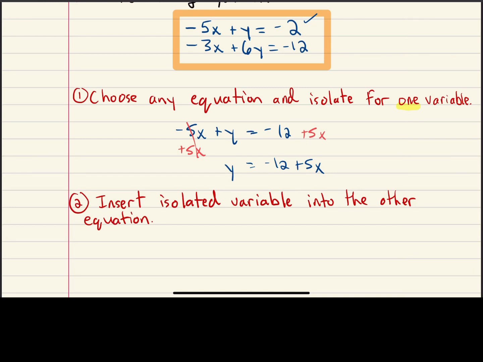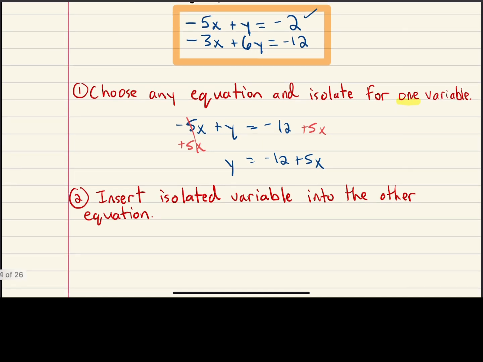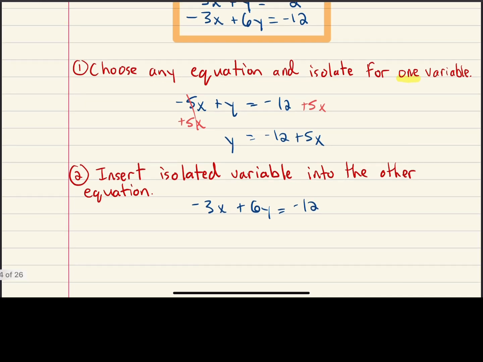The next thing that we're going to do is take the isolated variable from step 1 and insert it into the other equation, meaning the equation that you didn't use yet. So that would be the minus 3x plus 6y equals negative 12. Instead of writing the y here, I'm going to insert this expression where the y is over here. And so I'm going to do it as follows.